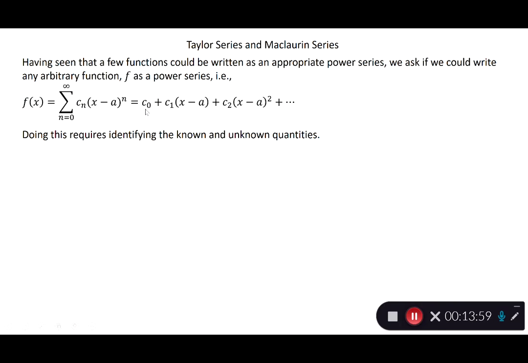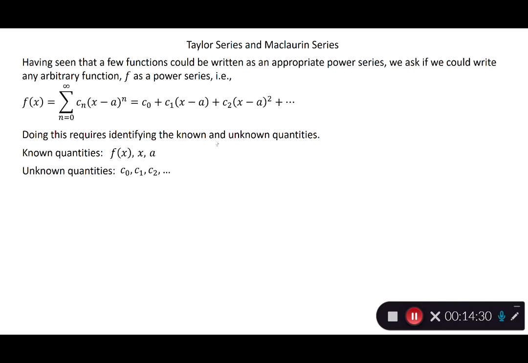Okay, what is left? C sub 0. Do we know C sub 0? No, we don't. Do we know C sub 1? No, we don't. C sub 2? No. So basically we know everything except these constants C0, C1, C2 and so on. So the whole problem boils down to figuring out what these constants are.